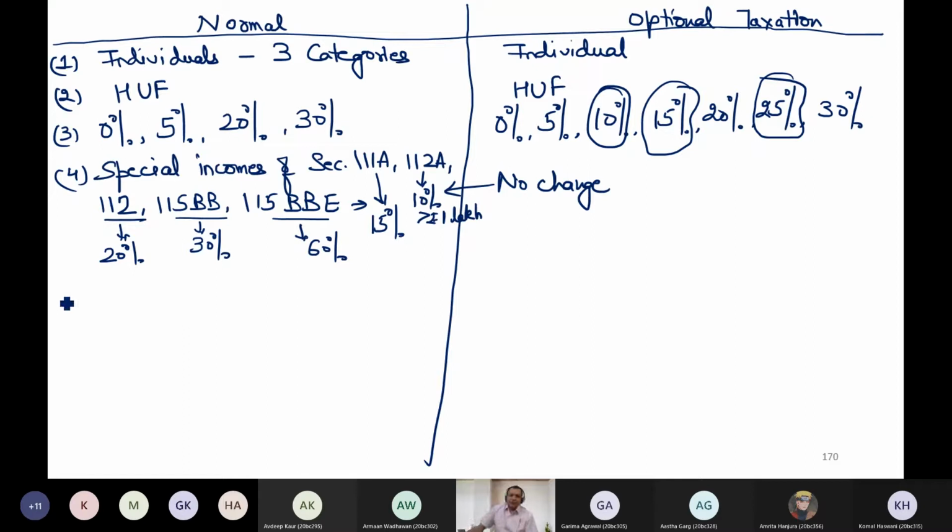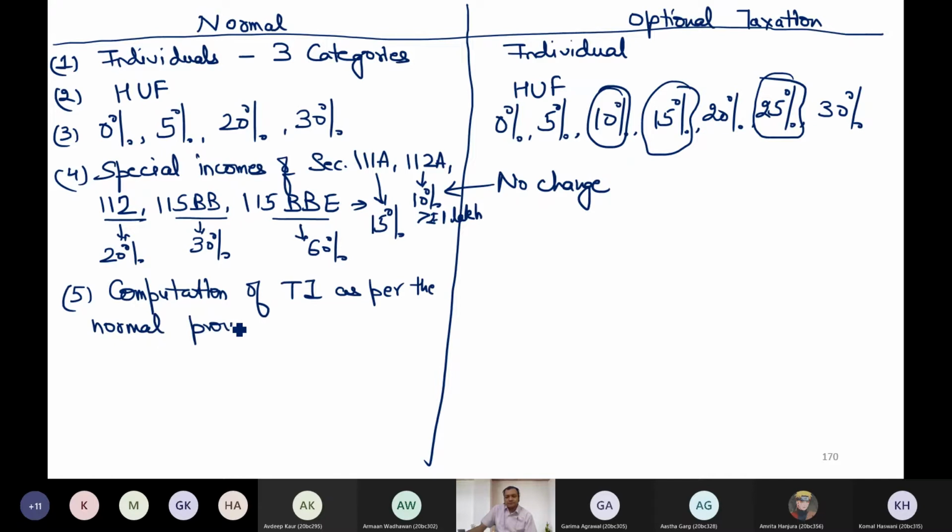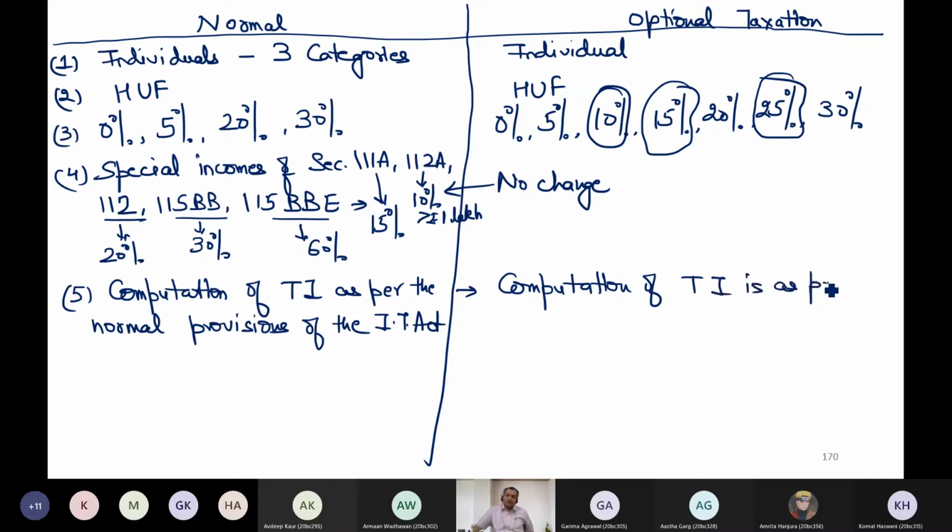Now what? Fifth point. Computation of total income. How do you compute total income? As per the normal provisions of Income Tax Act. But here computation is as per the provisions of section 115BAC. Only 115BAC. Computation of total income is as per the provisions of section 115BAC, the section which I am reading.